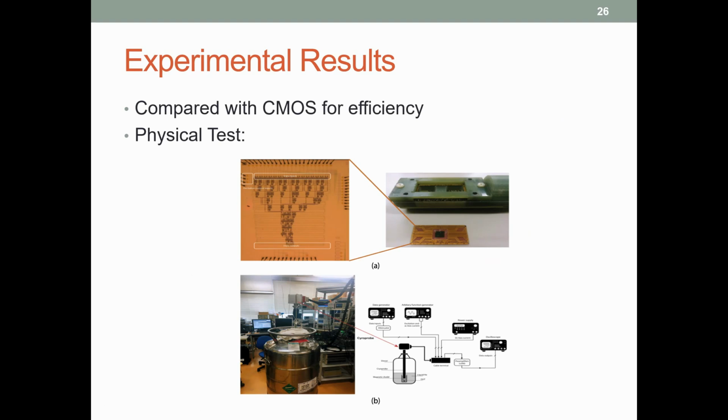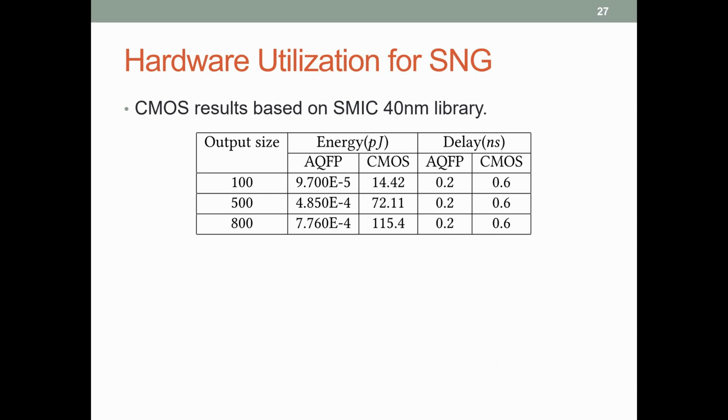So we see the experimental results. We are going to compare with the CMOS for efficiency, and the results are shown in the subsequent slides. We have also done a physical test to validate the accuracy. We have built a chip, mainly done at Yokohama National University, and this is their testing facility, where it was also tested. The physical test matches our circuit design, and it shows a good accuracy.